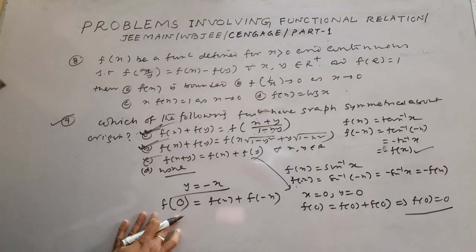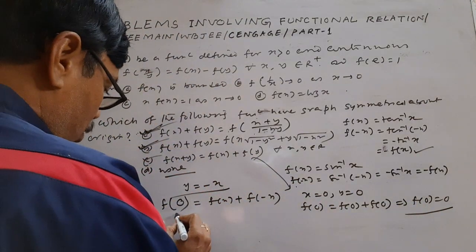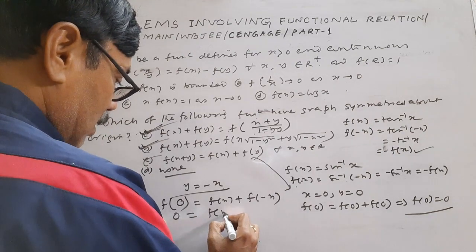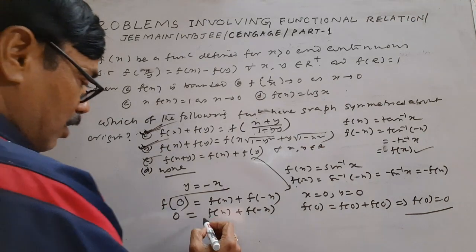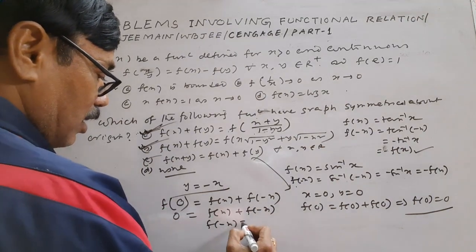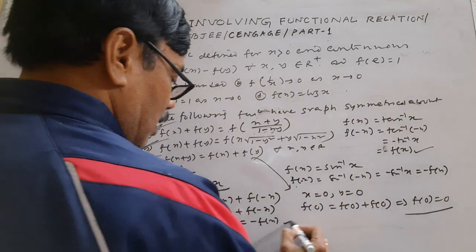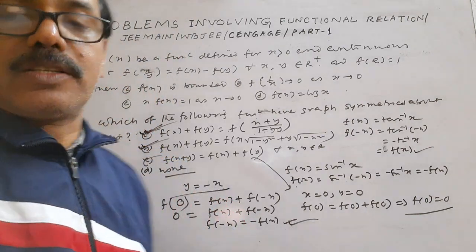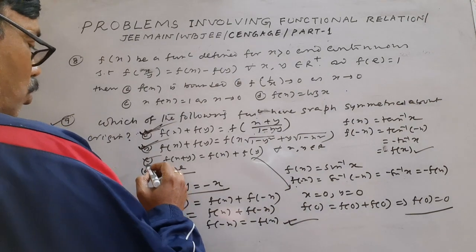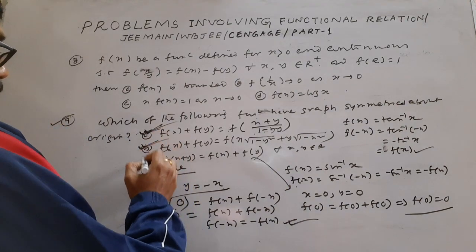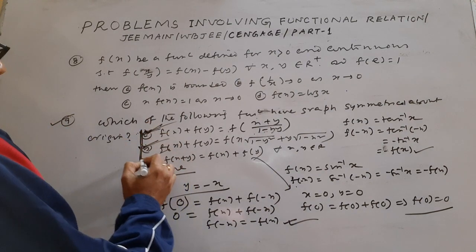So if f(0) = 0, what are we getting? f(x) + f(-x) = 0, that is, f(-x) = -f(x). Again it is an odd function. Therefore, it is symmetrical about origin. So A, B, C are multi-option correct.